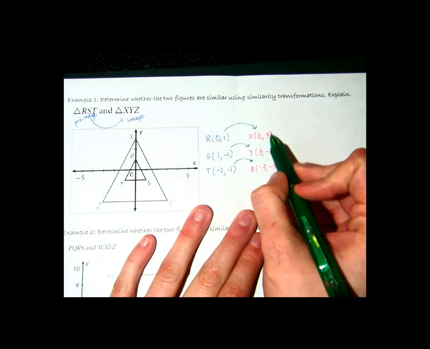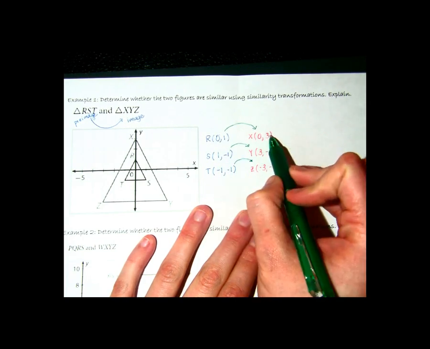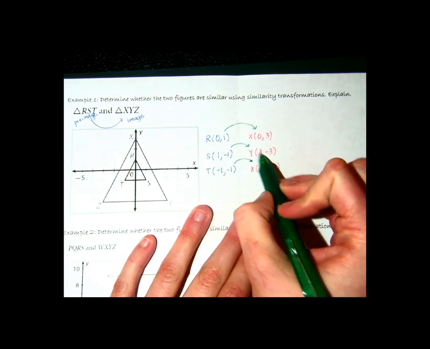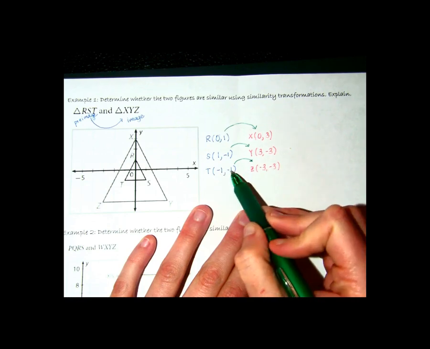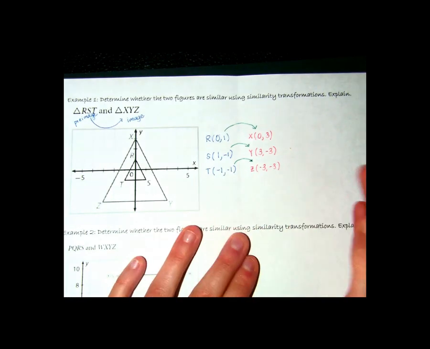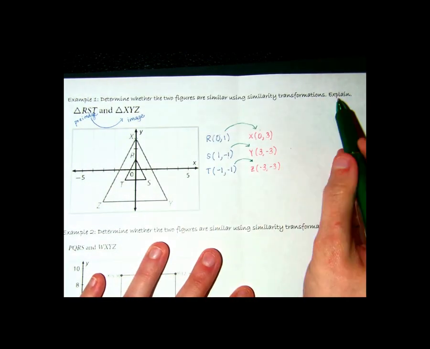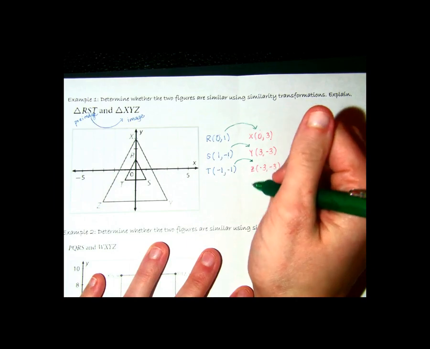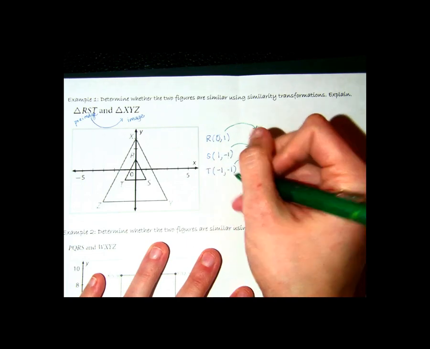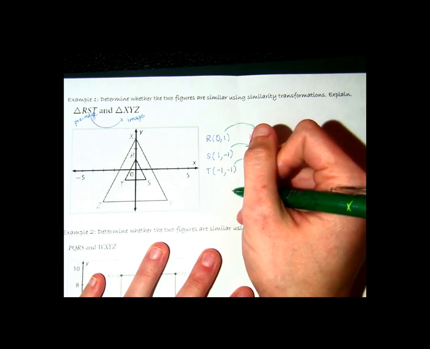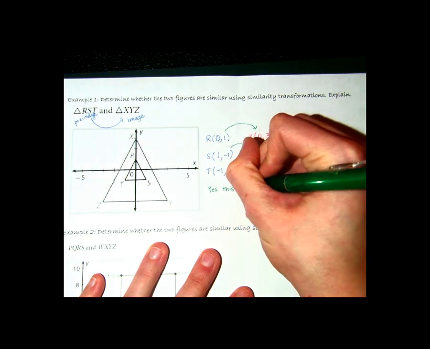0 times 3, looks like what we're going to have. 0 times 3 is 0. 1 times 3 is 3. 1 times 3 is 3. Negative 1 times 3 is negative 3, for each of the remaining values. So this does work out. This is a similarity transformation. It says explain that. So the reason this is a similarity transformation is because we can multiply every single value by the same number, the same scale factor. So yes, this is a similarity transformation.